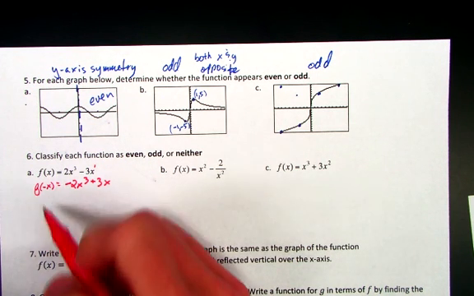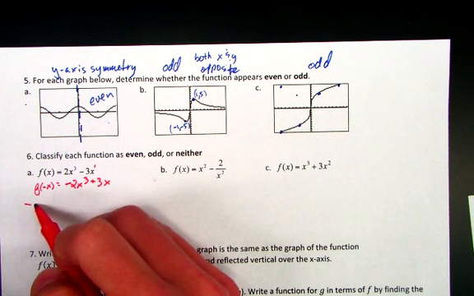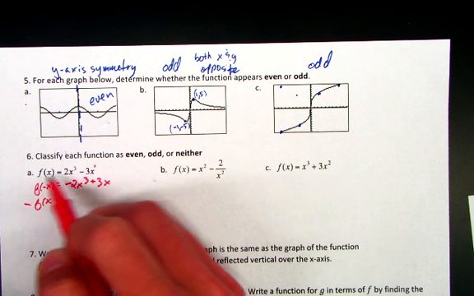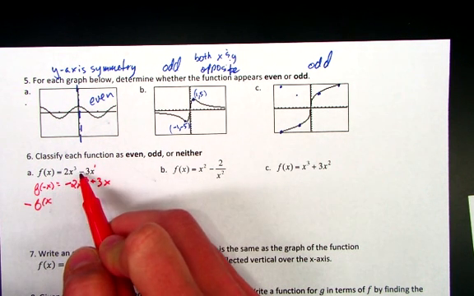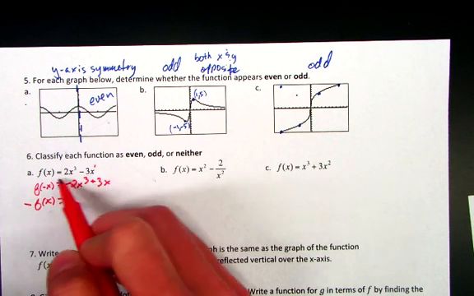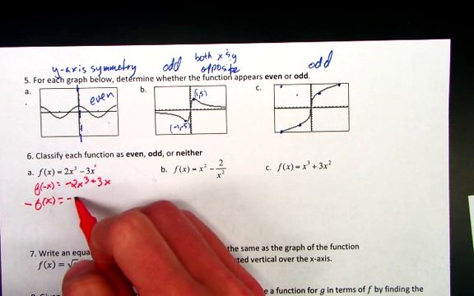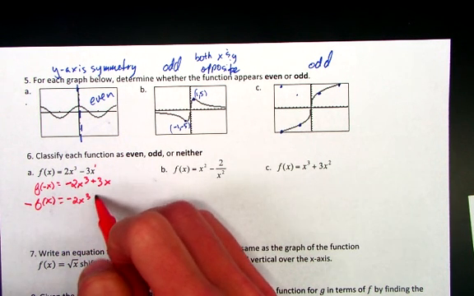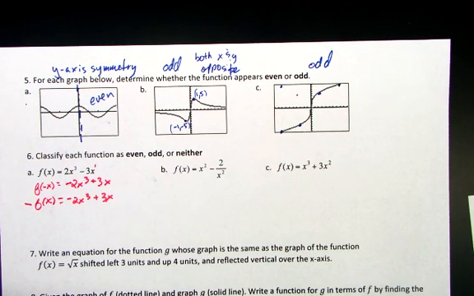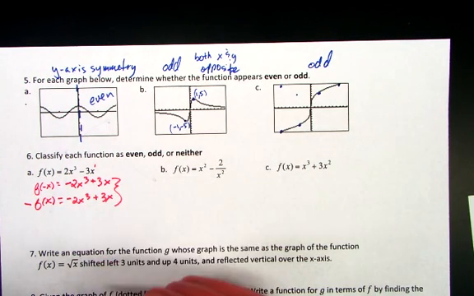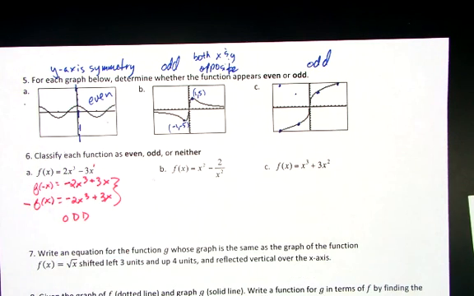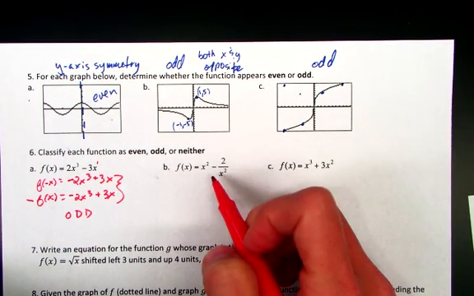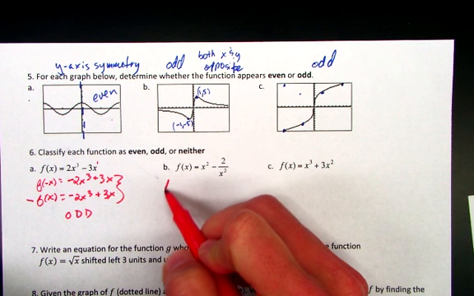Now we want to check for odd. So to check for odd, I need to do the opposite of this function, which means I'm going to change all the signs. So now I have a positive 2 and a negative 3. To do the opposite of the function, that's going to be minus 2x cubed, and that's going to be plus 3x. And what you'll notice then is that these two match. And if these two match, this means that this is an odd function.